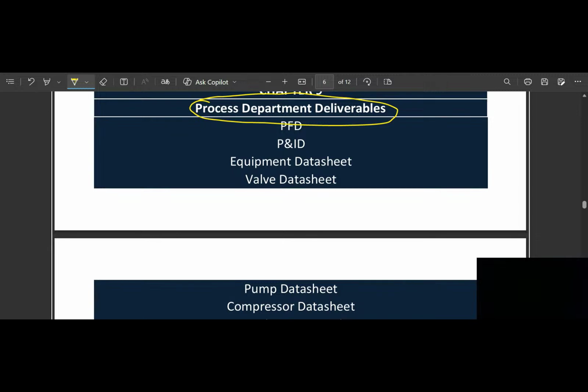Okay. So what documents we need to prepare, what documents we need to carry on, or what documents we need to take care of. Okay. So first document is PFD, that is process flow diagram. Second, PNID. The reference document for the PNID is your PFD. Okay.